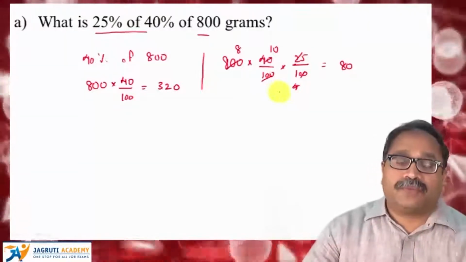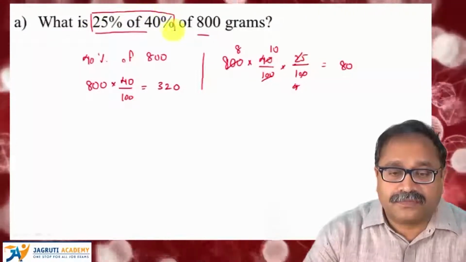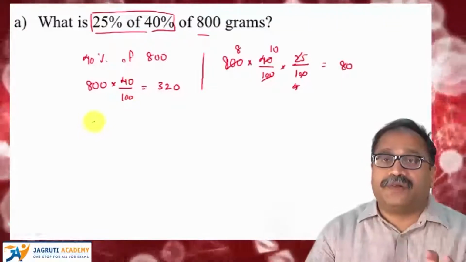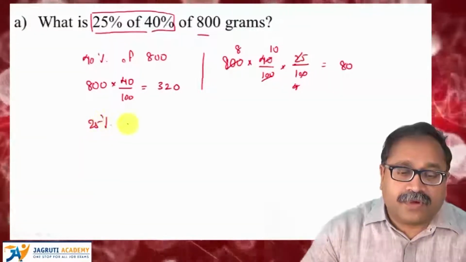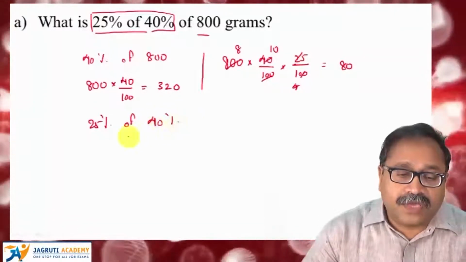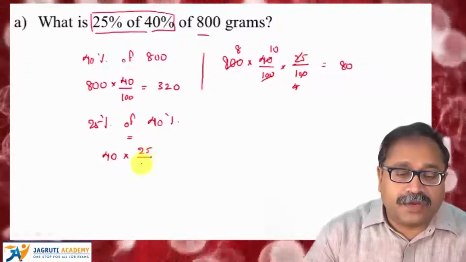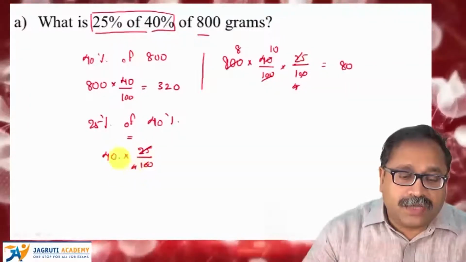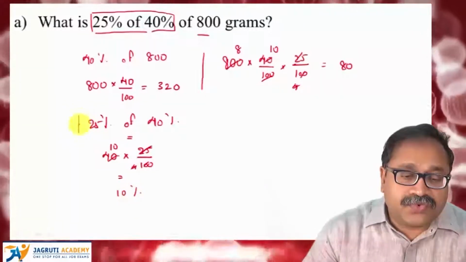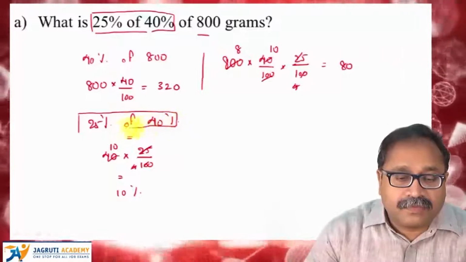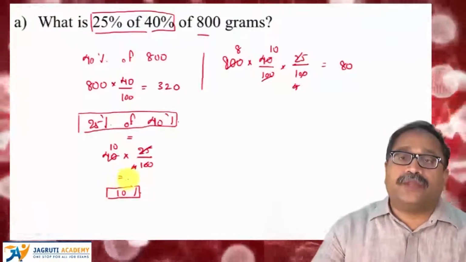But there is something else we are expected to know from here. What does it mean, 25% of 40%? That means I will take the 40% of a number and I will calculate 25% of it. In other words, 25% of 40% is equal to 40 into 25%, that is 25 by 100, and it gets cancelled 4 times and 10 times, which is equal to 10%. So I can replace this 25% of 40% by 10%. So if I know this part, then I can directly find out 10% of 800 grams.